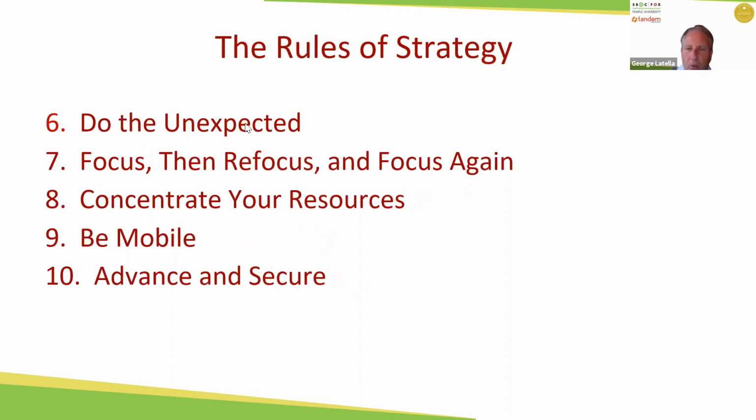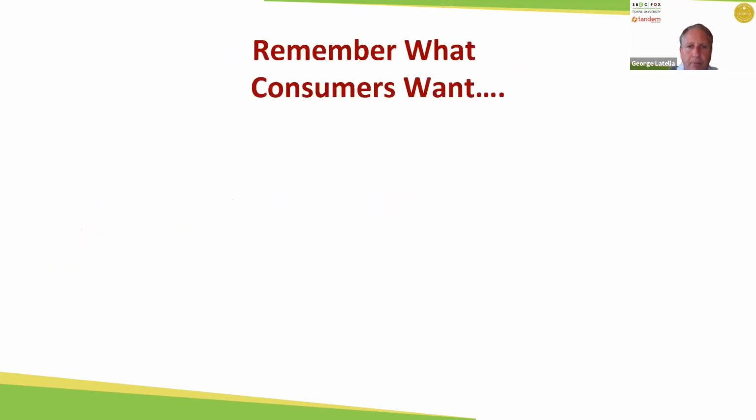Surprise, don't tell anybody what you're doing, right? Surprise, surprise, surprise. Focus, focus, focus. Concentrate your resources. So this is efficiency and effectiveness, right? You don't want to have 50 ideas and try to do 50 things. Come up with 2 or 3 things and do them really well. Concentrate your human resources, your financial resources, and your capital resources at the point of attack. Be mobile and advanced and secure.